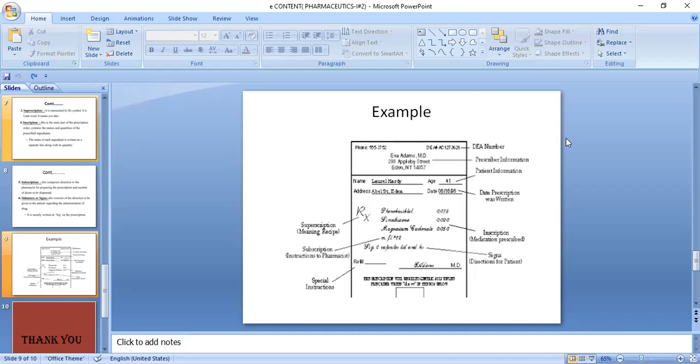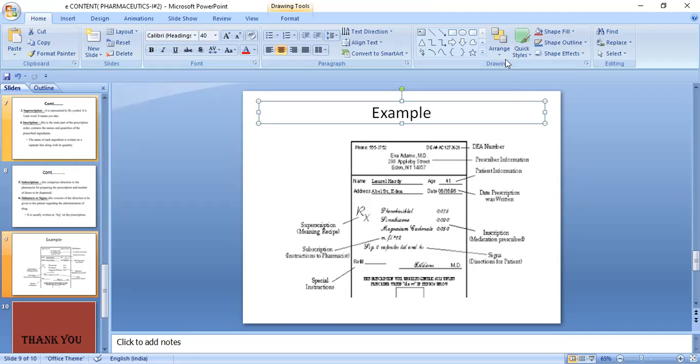So after understanding the different parts, you can very well understand the importance of the prescription and how it has been divided into different parts.